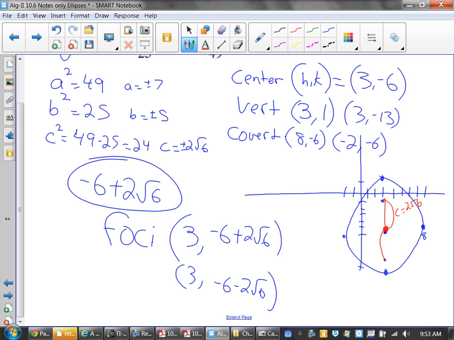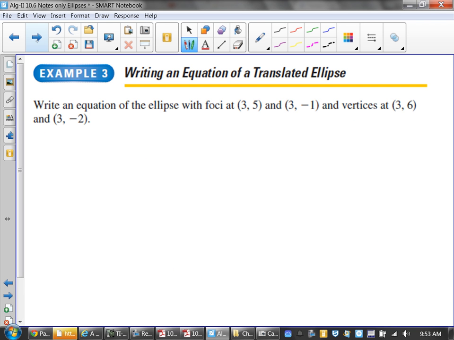So let's talk about how you write the equations then. Let's say you're given the foci at 3, 5, and 3, -1, and vertices at 3, 6, and 3, -2. You need to write the equation. I'll write that up here. I'll show you what we're going to do. I bet you could probably tell what step number 1 would be here.